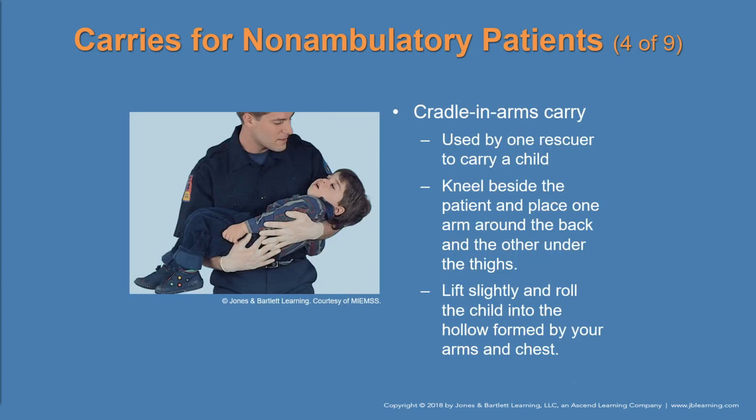Next up, we have the cradle and arms carry. Again, this is appropriate for children. The key points here are you're going to use the crook of one elbow to support the head and neck, especially in small children when they have underdeveloped musculature and a proportionally larger head. You want to make sure that you're supporting that head and neck so it doesn't just flop around. But again, recognize your own limitations.